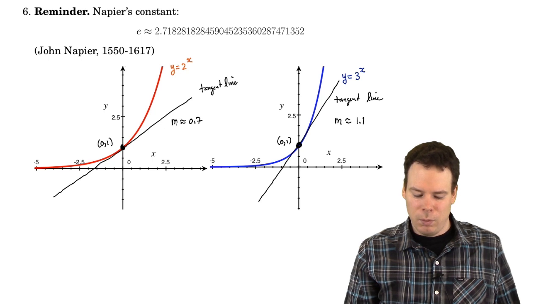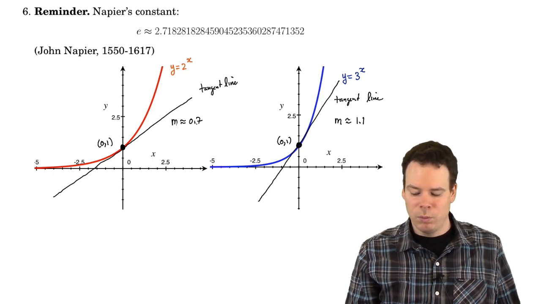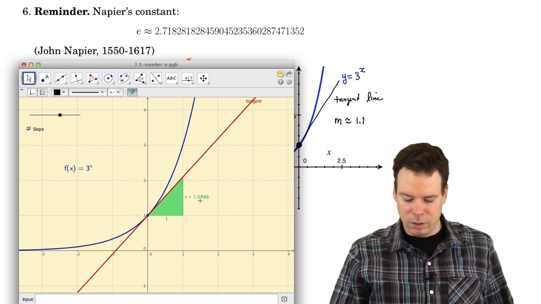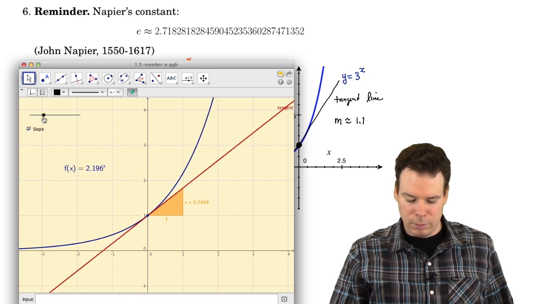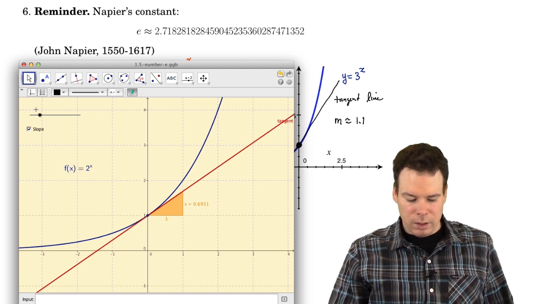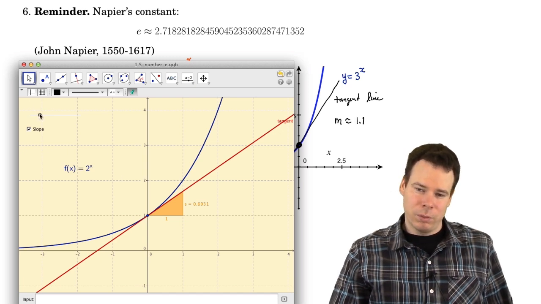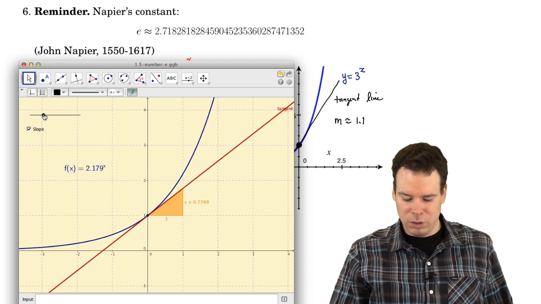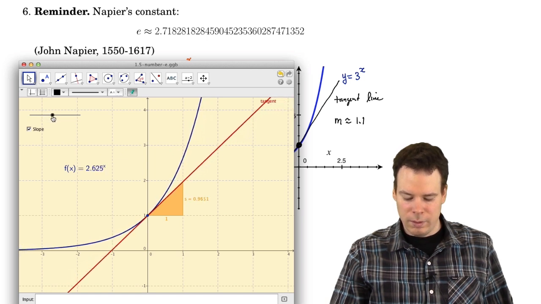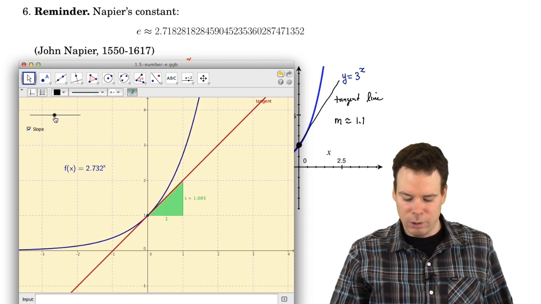I have one where the tangent line at that point has a slope less than 1, and another one where the tangent line at the same point has a slope bigger than 1. What's the natural question to ask? We found that for 3 to the x, the tangent line had a slope of roughly 1.1. At the base of 2, it had a slope of about 0.7. Now what's interesting is one's smaller than 1, one's bigger than 1, so there should be an exponential function for some base where the tangent line has slope exactly equal to 1.